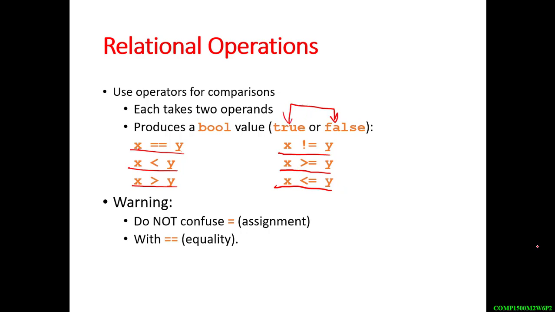We cannot confuse the assignment with the equality. If I say a is equal to 5, this means I gave a the value of 5. If I say a equals equals 5, this means, is a equal to 5? So this is a question. The other one is a value, like assigning the value 5 to a.